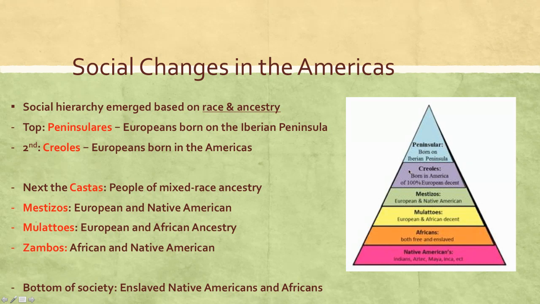Our creoles, second in line, are still 100% European descent, but they were born in the Americas. And so what that means is that race is a huge factor, but also ancestry, where you were born, is significant, because the peninsulares are on top, the creoles next, and then comes our mixed ancestry. If you have European blood, then you are kind of the middle class in Spanish society. Our mestizos are European and Native American. Our mulattoes are European and African descent. And then if you have no European in you at all, then you're going to be at the bottom of society, like our zambos, which are African and Native American, and then our Native Americans down at the very bottom. And so the Spanish enforce a ruthless racial hierarchy in the New World. And this is a great example of their cultural destruction of the society that existed previously.